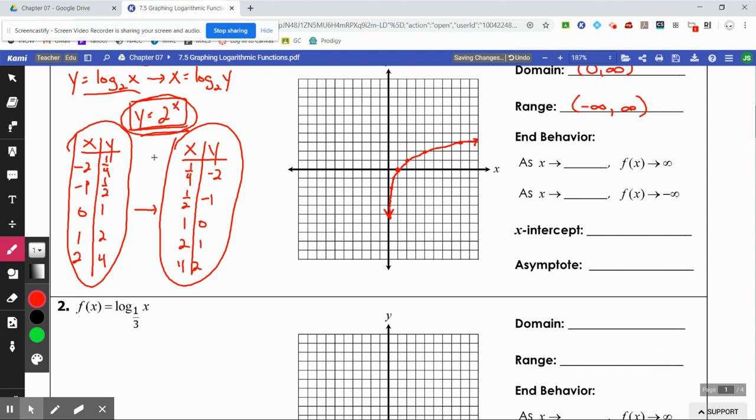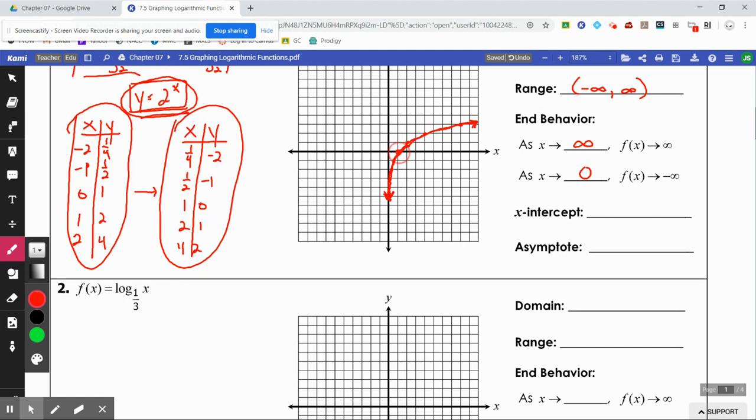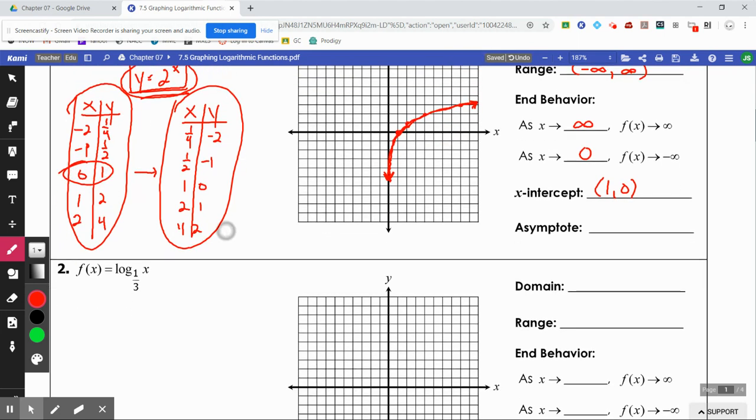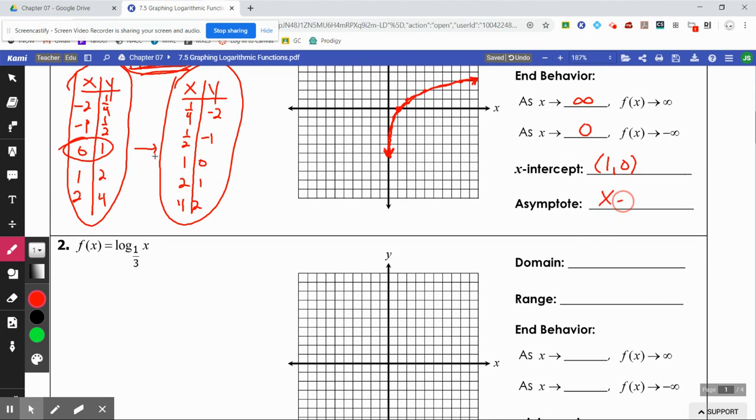In end behavior, as you travel to the right on your graph, your y value does go to infinity, and you can see it going there. And then as x goes to 0, notice that you're approaching 0 here, and your graph shoots down to negative infinity. Your x-intercept, you have an x-intercept here at (1, 0). And you think about it, why do I have that x-intercept? Well, because you had a y-intercept at (0, 1) with y equals 2 to the x power. And again, your asymptote line here would be x equals 0, that vertical asymptote.